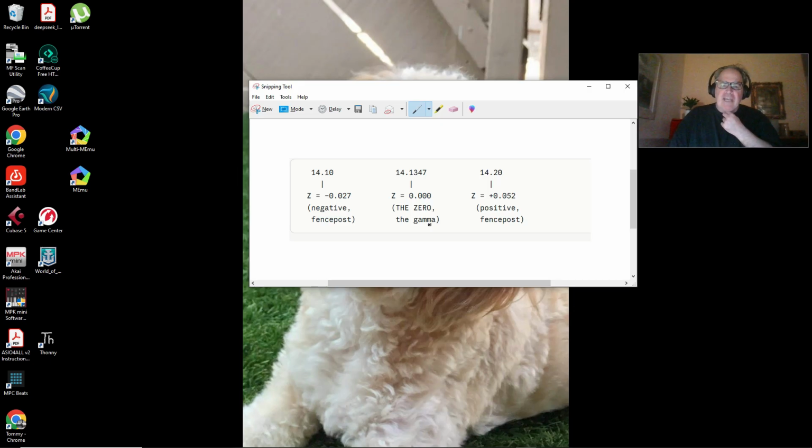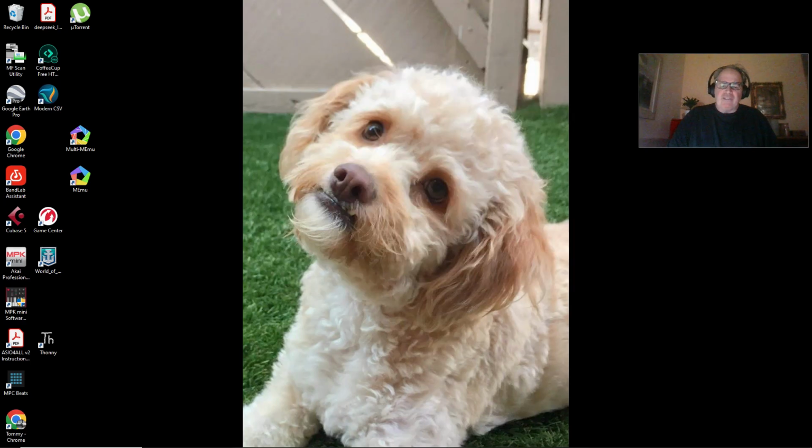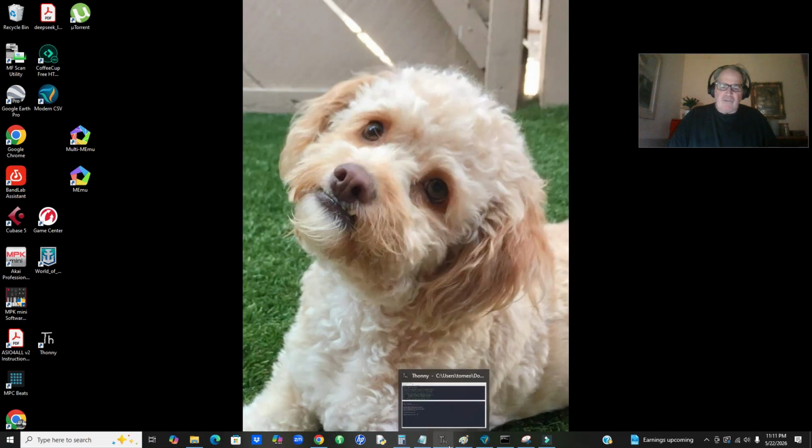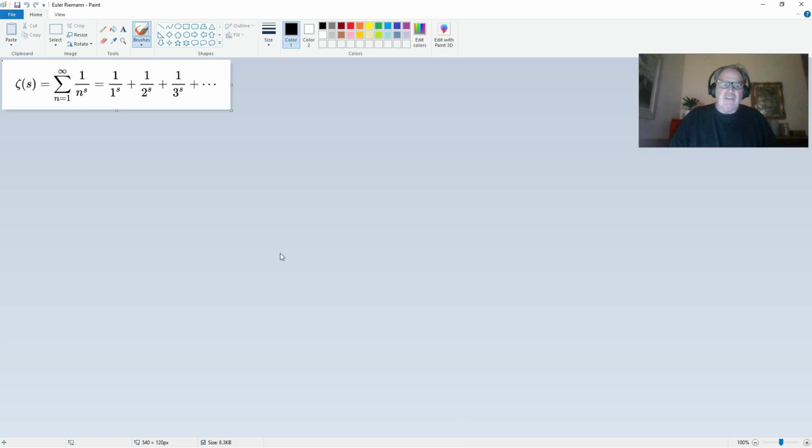14.1347 is the first gamma, and that's the zero. Between the goalposts of 14.1 and 14.2 is 14.1347, which is the first gamma known. And if we go into here, this is the infinity symbol that I edited.